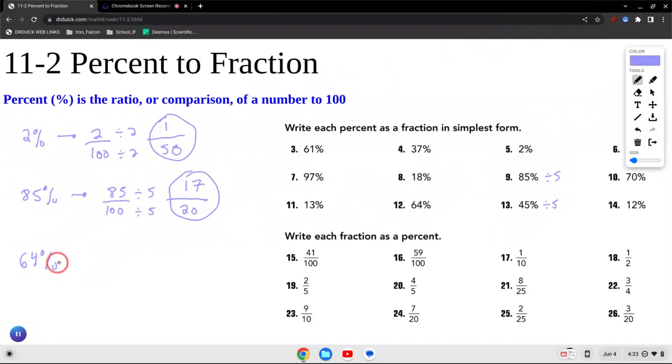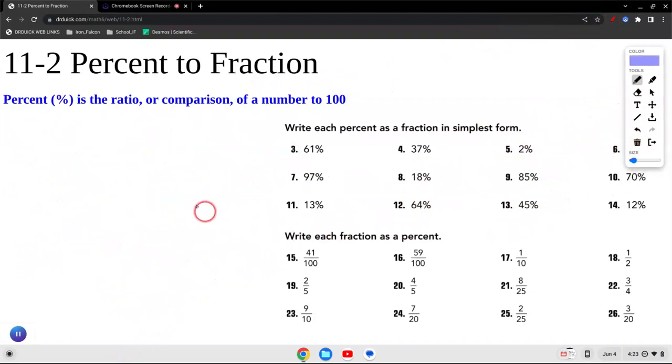64% is equal to 64 over 100. I can see that's even, so I'm going to immediately divide by 2. Okay, so then you end up with 32 over 50. It's still even, both of them. Let's divide again. Divide by 2, divide by 2. So then you end up with 16 over 25. Okay, and at that point, you pretty much see that you're stuck, and that would be your answer. So that's how you would do this if you're trying to change a percent to a fraction.